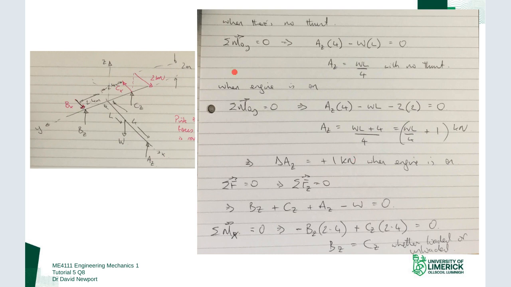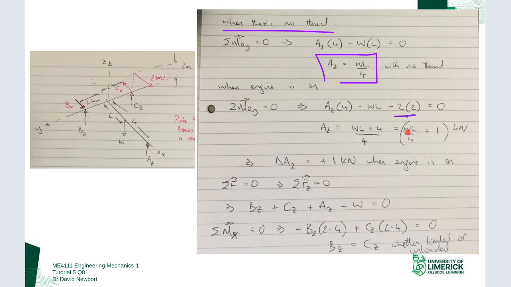Okay, so I just cleared it up a bit. So that's what I've done here. And first of all, I've done it for the unloaded case. When there's no thrust, I have AZ times 4 minus W times L equals 0. So I get AZ is WL over 4 when there's no thrust present. Then the engine is kicked on, and now my situation changes, and I have this additional term kicks in. So AZ times 4 minus WL minus 2 times 2, so 2 for the kilonewtons magnitude and 2 for the distance, and minus for the direction of the rotation. So that gives me AZ is WL plus 4 over 4, which is WL over 4 plus 1.